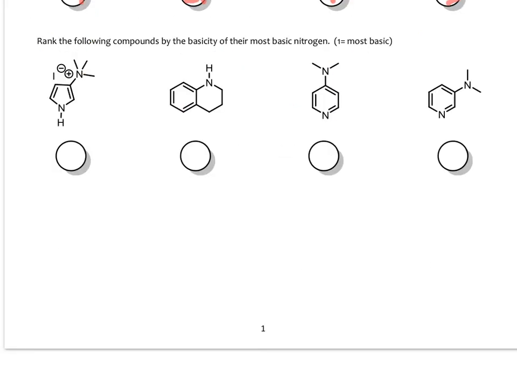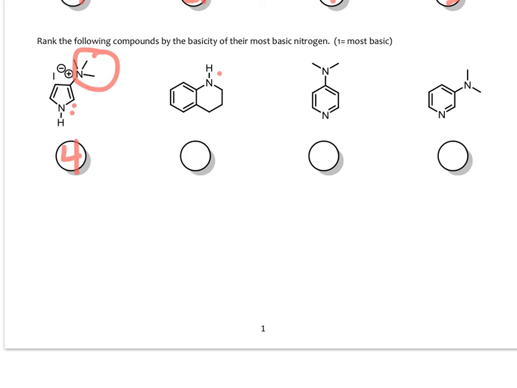The last question on the first page: rank the following compounds by the basicity of their most basic nitrogen. In the first molecule, there's no lone pair available on this nitrogen. This lone pair is tied up in aromaticity, so this is essentially going to be completely non-basic. That's going to be our least basic.